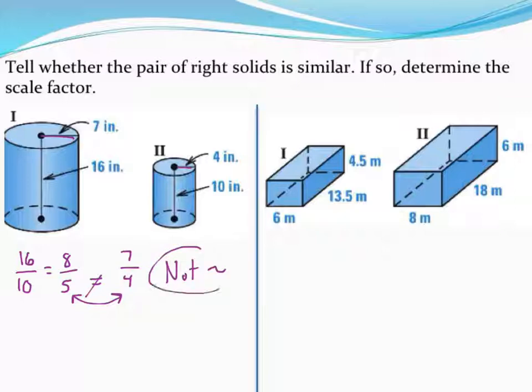All I'm looking for are the same ratio. If I have them, they're similar. If I don't have them, they're not. In the next example, I have two rectangular prisms. This time I'm given 3 different dimensions, so I need to match all of them up and see if they all simplify to the same thing.